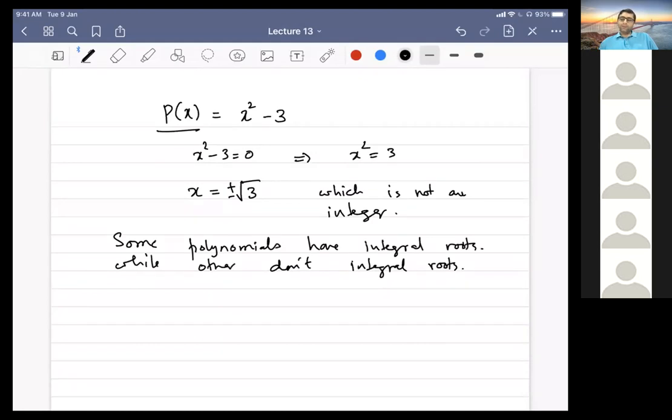given any polynomial with integral coefficients, so over here the coefficient is 1, over here it is minus 3, with integral coefficients, is it possible to find integral roots? Okay, or is it possible to know that the roots of the polynomial are integral? So this was the question which was considered to be the 10th question on this list.